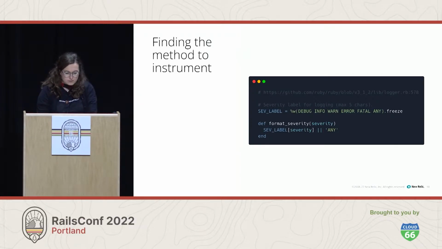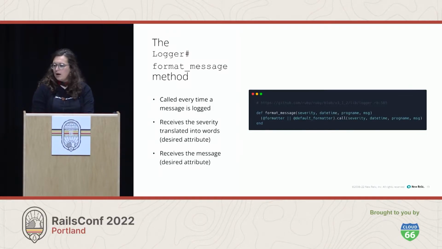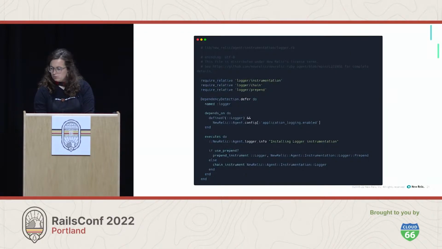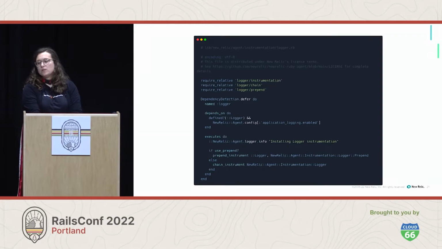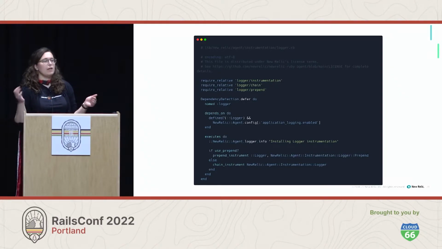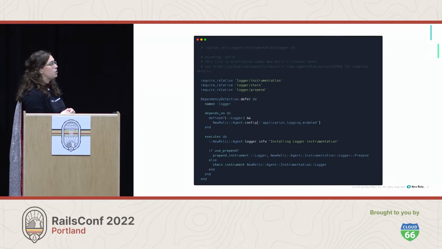So now that we have format_severity there, what is calling format_severity is format_message, and that's what we ultimately instrumented. Because it's called every time a message is logged, it receives the severity translated into words, which was one of our desired attributes, and receives the message in its final formatted state, which was our other desired attribute. So now we can head into the Ruby code that we have inside of the agent. And so this is a file that looks really similar to the other files that we have in our instrumentation.